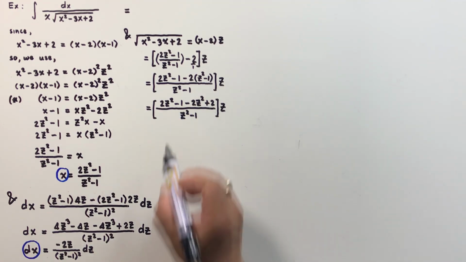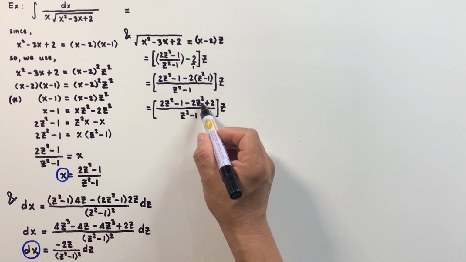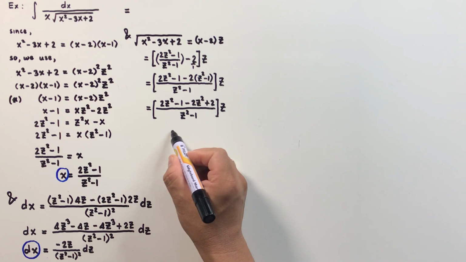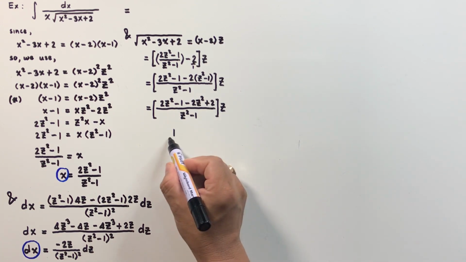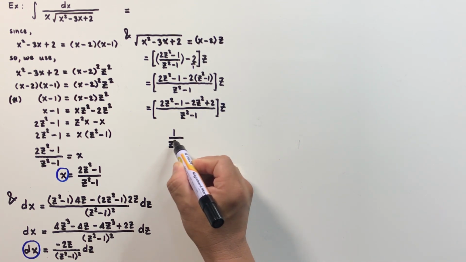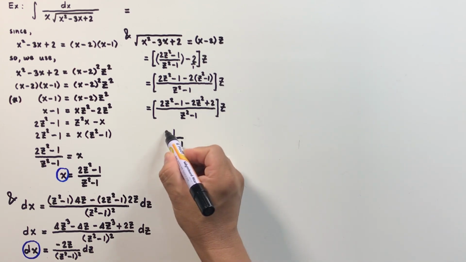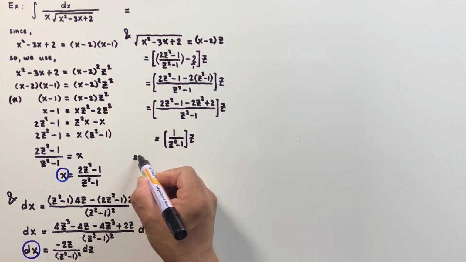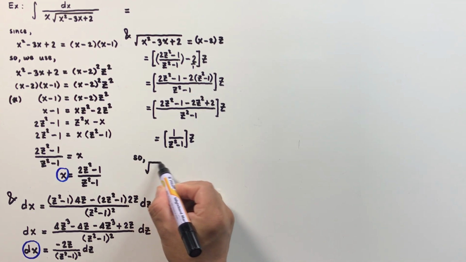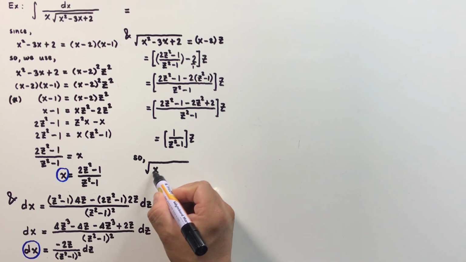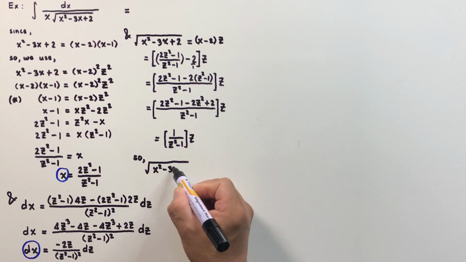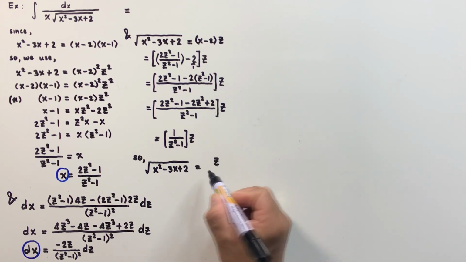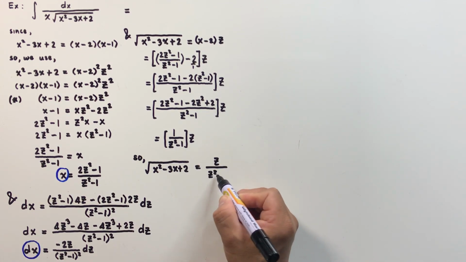And we know that 2z squared minus 2z squared cancels each other. So what remains is 2 minus 1, and 2 minus 1 is 1 here. And this will be divided by z squared minus 1, times z. So therefore, we say that the value of the square root of x squared minus 3x plus 2 is equal to z over z squared minus 1.